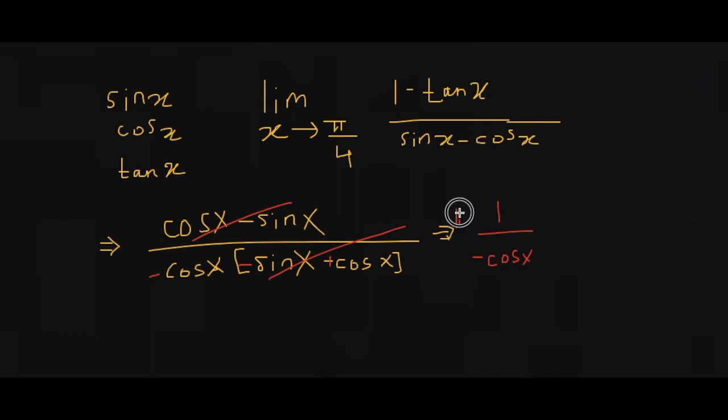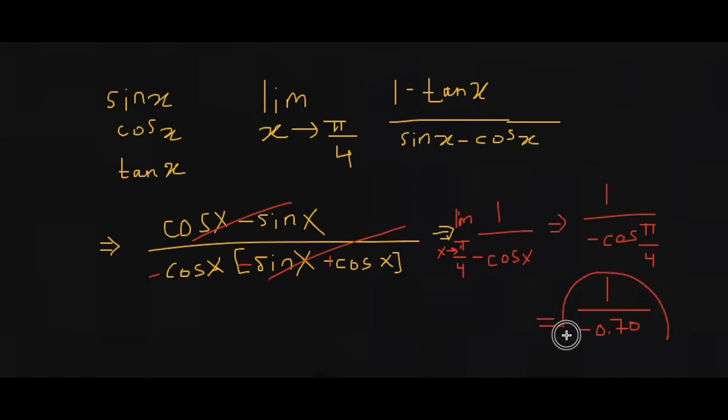Now let's try finding the limit as x approaches pi over 4. 1 over negative cos pi over 4 gives you 1 over negative approximately 0.7. And that is our answer.